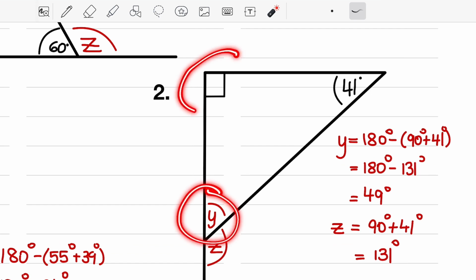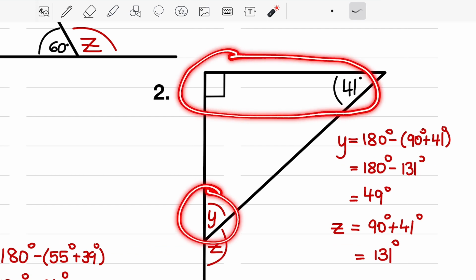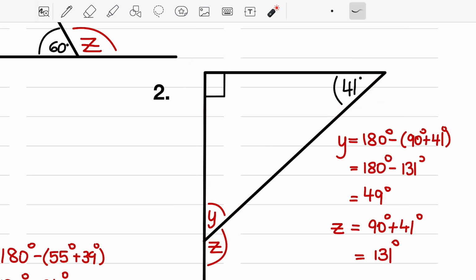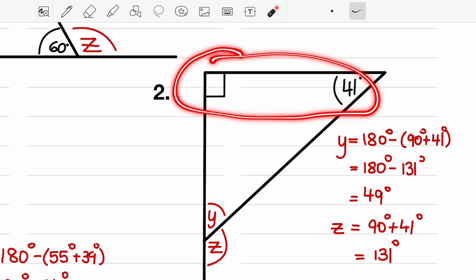Y is equal to 90 plus 41, which is equal to 131. What do we have here? Oh, sorry, I'm using the wrong rule, my mistake. So let's do a normal calculation for the angles in a triangle, which will be 41 plus 90 is 131. 131 from 180 is 49, so y is 49. And now z will be 90 plus 41, which is 131.